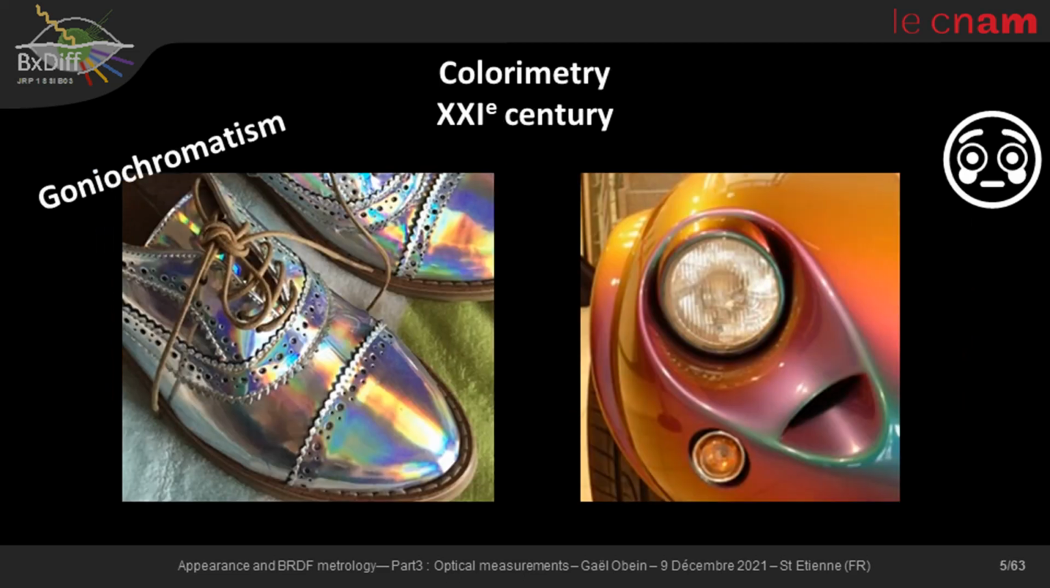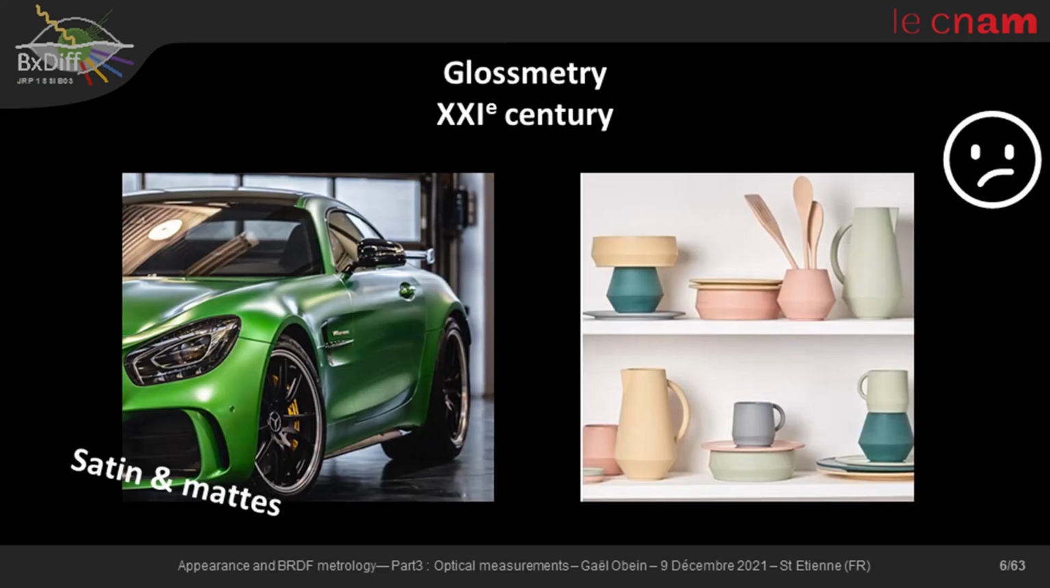And then came the 21st century and people developed surfaces like this, where you have effects that are called goniochromatism, or also like this, where for many years in the automotive industry, people were doing very high glossy paintings, and now they start to do it satin, and even sometimes matte. Or the same for the dishes. You have people who are doing things very glossy, so we developed the metrology to control that glossiness, and now they do stuff completely matte.